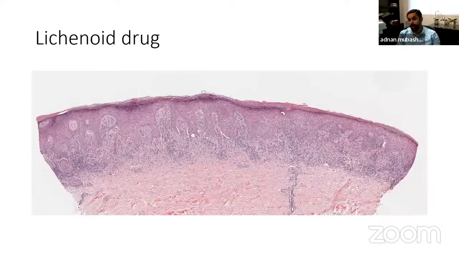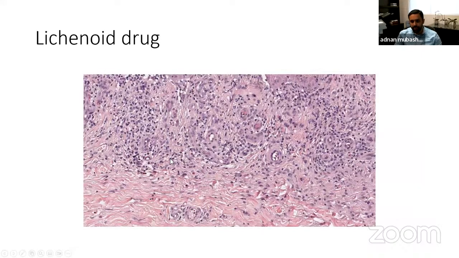This is an example of lichenoid drug eruption. You still see the same thing, the lichenoid reaction pattern. You see all this sea of blue that is making the dermal epidermal junction hazy. And if you go on higher power, you will start to see in that sea of blue pink dots, all these pink cells. These are eosinophils. So when you start to see eosinophils, then you start thinking about reactions that are related to drugs.